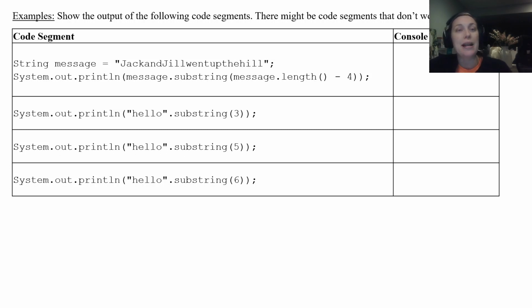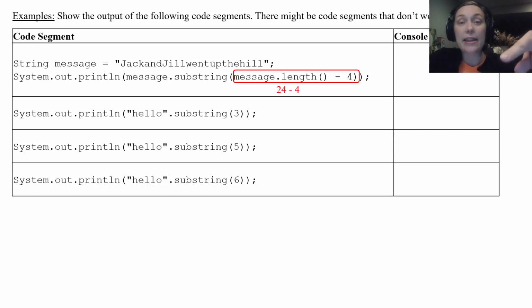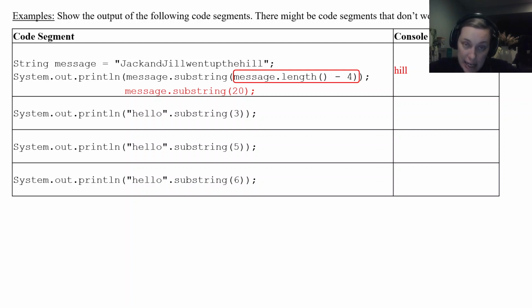The first one, String message = "Jack and Jill went up the hill, all pressed together as one." I have inside there message.length() - 4. So there's 24 characters. You can count them up. 24 characters in that message, and then -4. 24 minus 4 is 20. So I do that expression, and then message.substring(20) means that hill is going to get printed off because the H starts at index 20, and then I just do the rest of the message there.